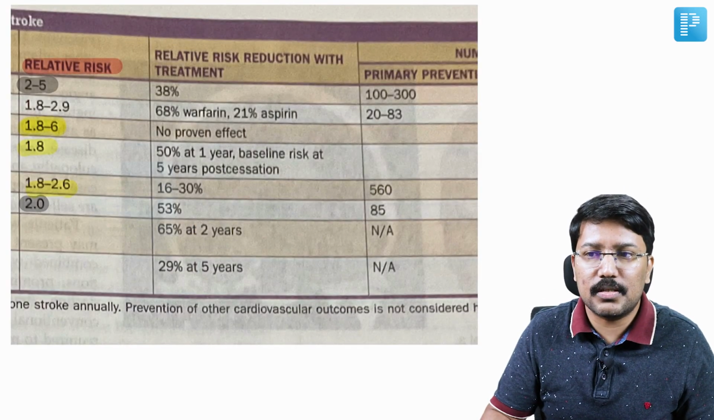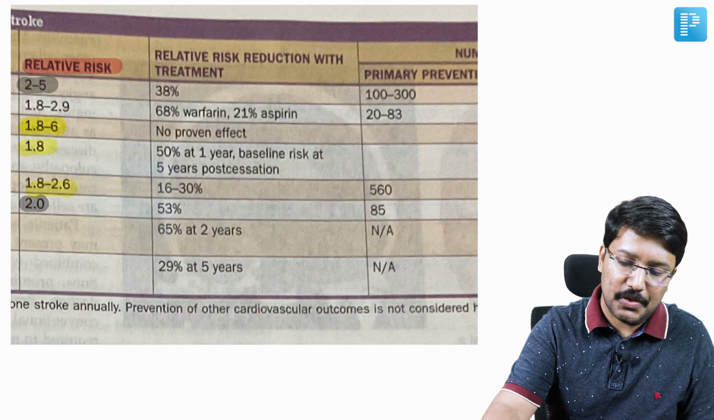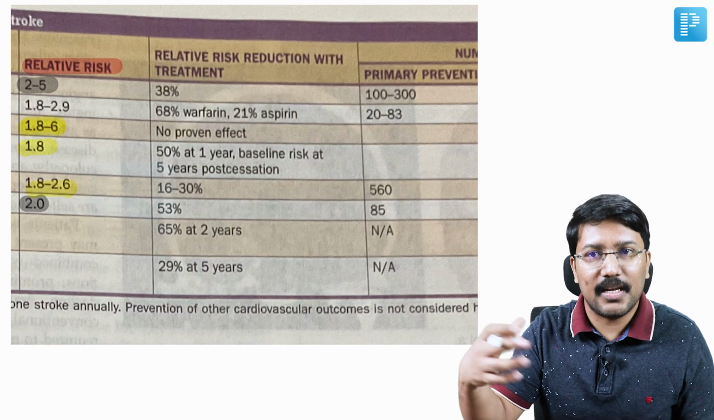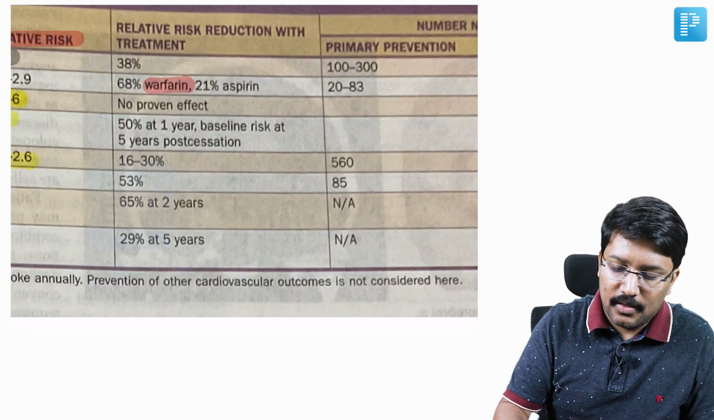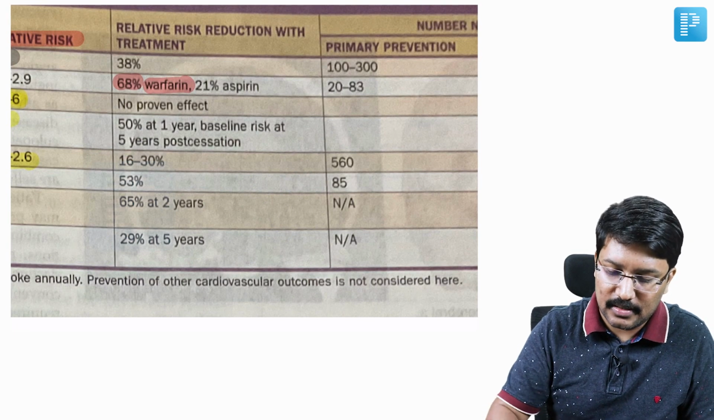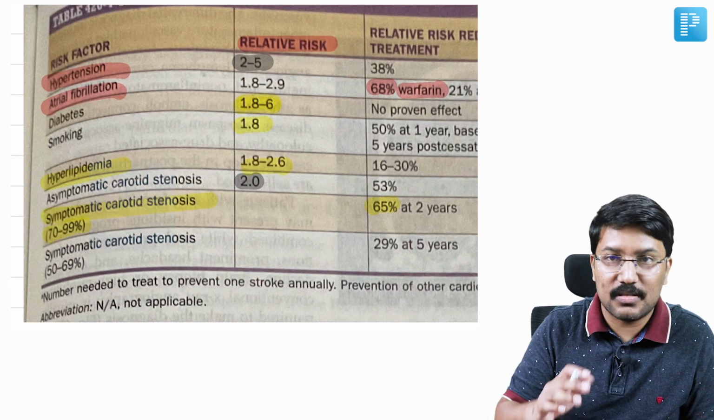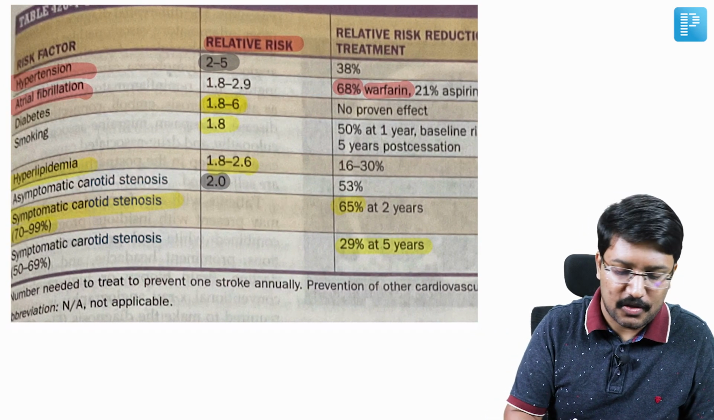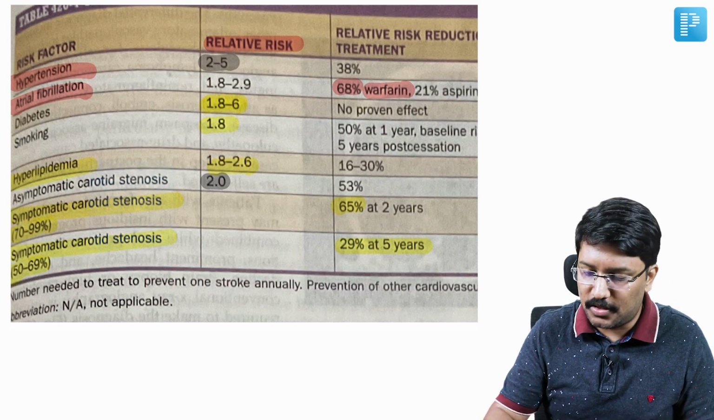Then area number 2 to focus on is the relative risk reduction with the intervention or treatment, right? Another MCQ that can be asked is: intervening or treating which of the following risk factors for stroke yields the highest relative risk reduction. If you look at the table, you will notice that atrial fibrillation when treated with warfarin probably achieves the highest risk reduction, right? The only thing that comes very close to this is intervening for symptomatic carotid stenosis when the stenosis is 70 to 99%, right? The benefit is quite less in comparison if you are intervening for symptomatic carotid stenosis when it is 50 to 69%.